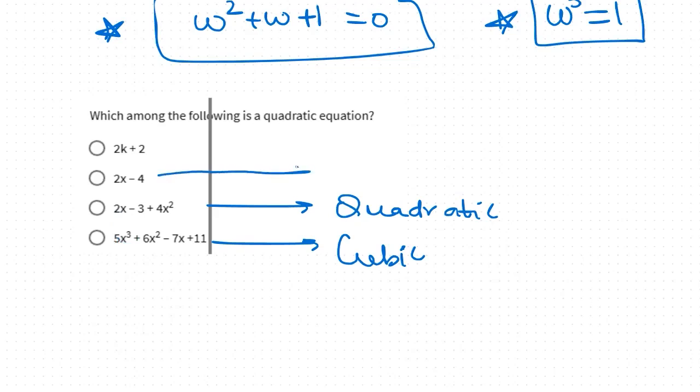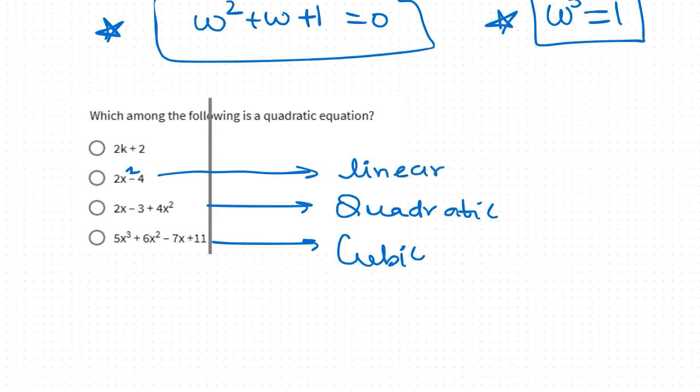And what about this? Quadratic, the highest power of x will be 2 only, right? It's not that it should be on the left; it can be anywhere. And what about this? What is the highest power of x? 1. So 1 means linear.